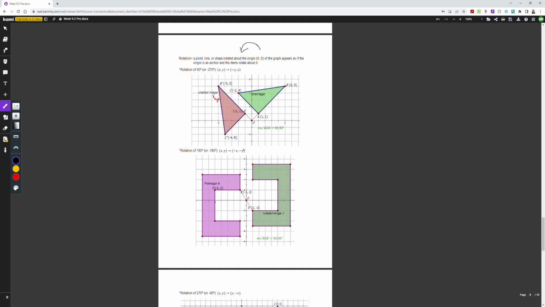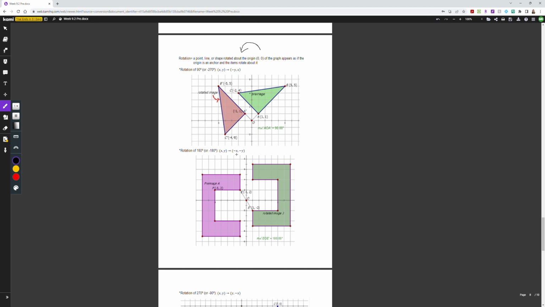There we go. Okay, that's why the coordinate of my image here for point C is going to be -4, -2. All right, so this one just takes a little bit of practice to get into it. Now we have a rotation of 180 degrees. Our image is going to have the coordinates of -x, -y.